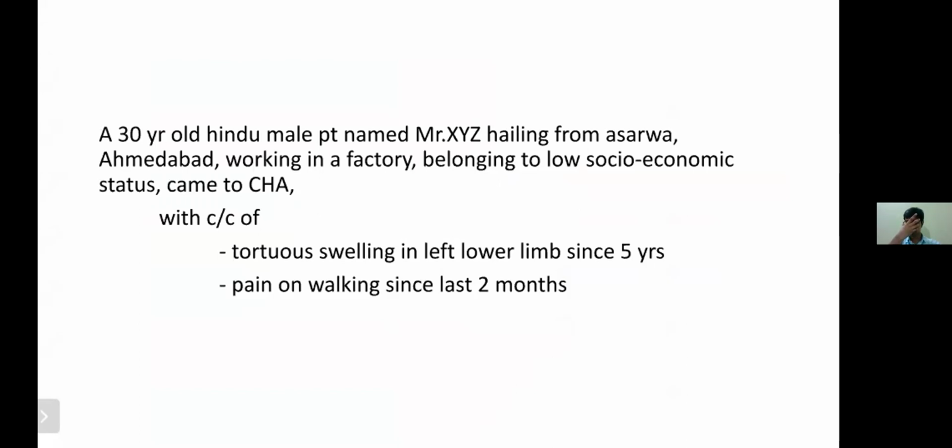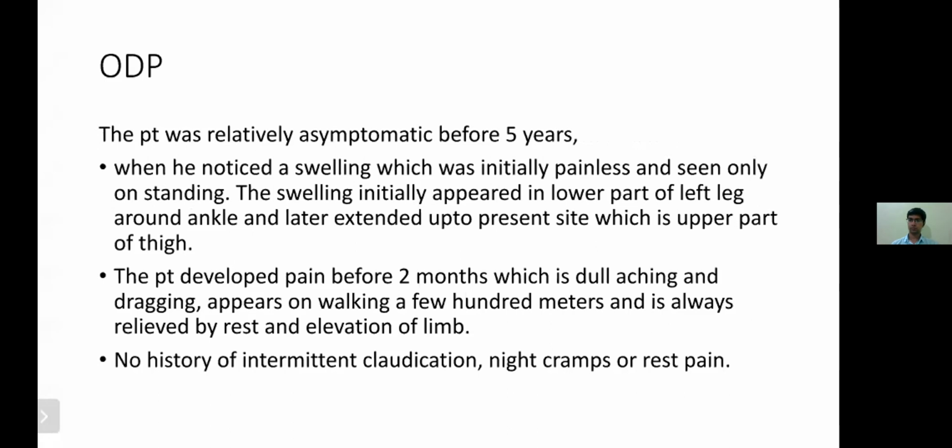A 30-year-old Hindu male patient named Mr. XYZ, hailing from Asarwa, Ahmedabad, working in a factory belonging to low socio-economic status, came to Civil Hospital, Ahmedabad with chief complaints of tortuous swelling in left lower limb since 5 years and pain on walking since last 2 months. On elaborating ODP, the patient was relatively asymptomatic before 5 years, when he noticed a swelling which was initially painless and seen only on standing. The swelling initially appeared in the lower part of the left leg around the ankle and later extended up to the present site, which is the upper part of the thigh.